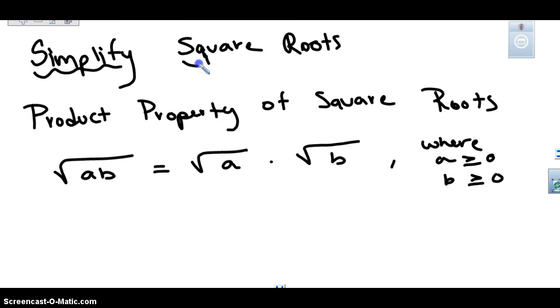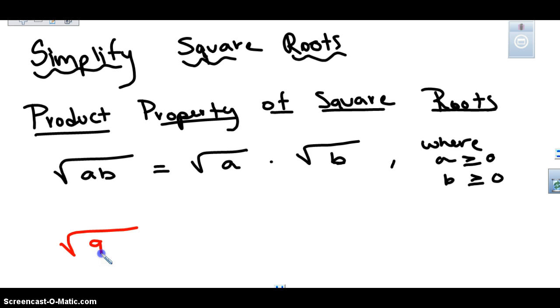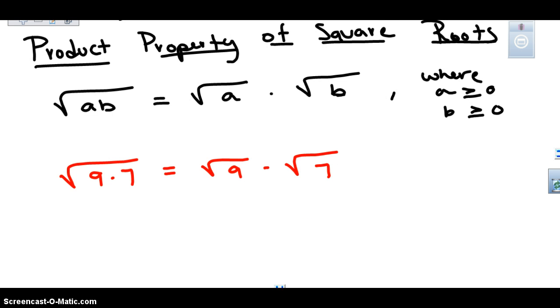To simplify square roots, we need to know the product property of square roots. The product property of square roots says that the square root of a times b is equal to the square root of a times the square root of b. So for example, the square root of 9 times 7 is equal to the square root of 9 times the square root of 7. Now when we're simplifying square roots, we need to remember this property.